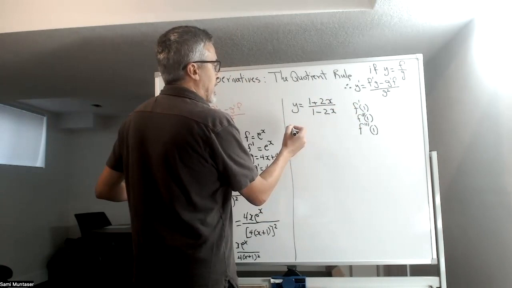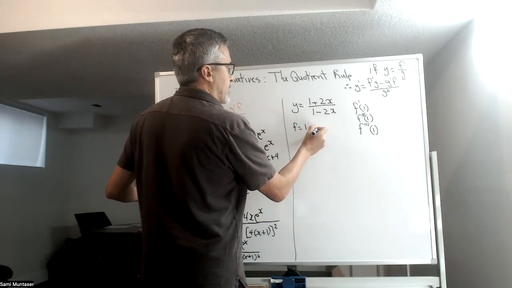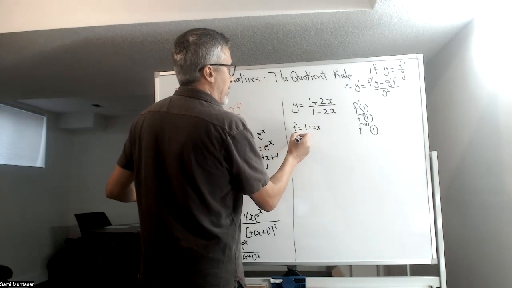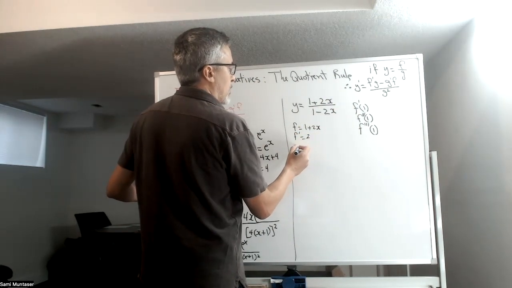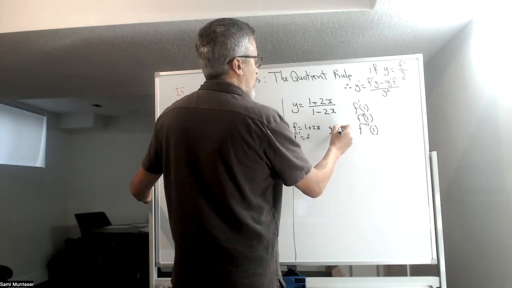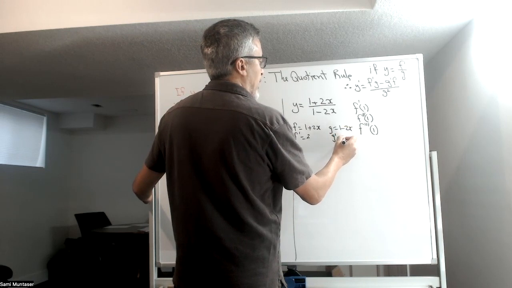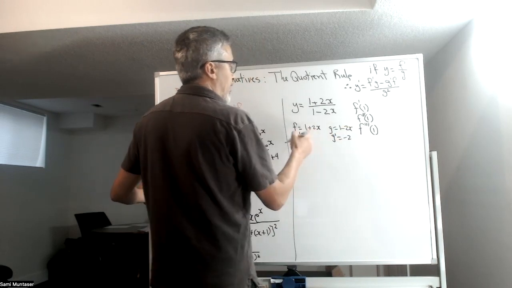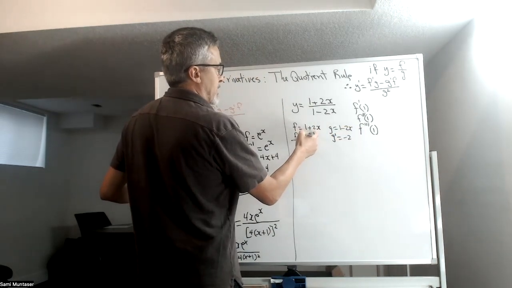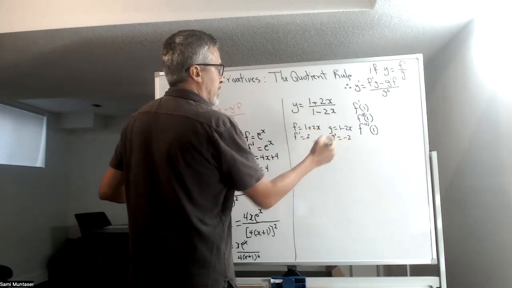Here I'm going to identify my f as 1 plus 2x. My f prime will be 2. And my g of x equals 1 minus 2x, and g prime would be negative 2. Because the derivative of 1 is 0 and the derivative of 2x is just 2. And the same here, the derivative of 1 is 0, the derivative of negative 2x is negative 2.